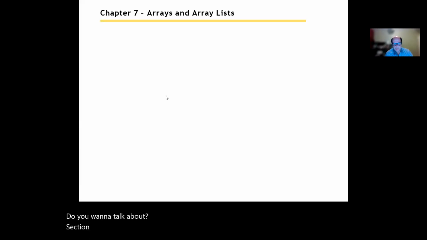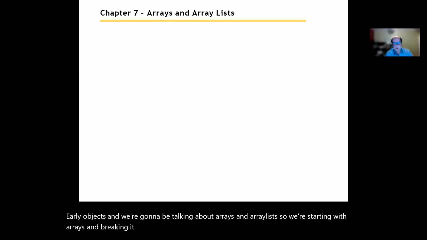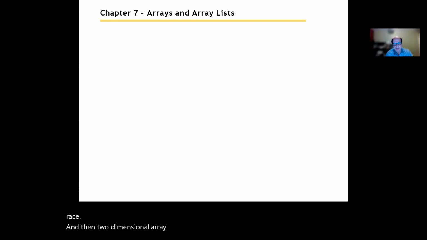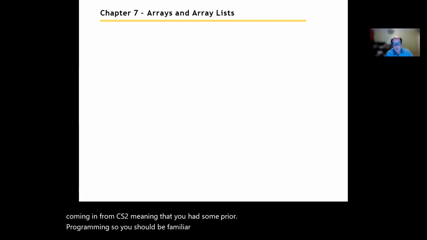Hi, we want to talk about section 7 of Big Java Early Objects, and we're going to be talking about arrays and array lists. So we're starting with arrays and breaking it down into smaller videos. We're going to have a few parts with arrays, then two-dimensional arrays, and then we move on to array lists. My assumption is you're coming in from CS2, meaning that you had some prior programming, so you should be familiar with arrays. So I'm not going to go too detailed on the array, but we'll get to the most important parts.